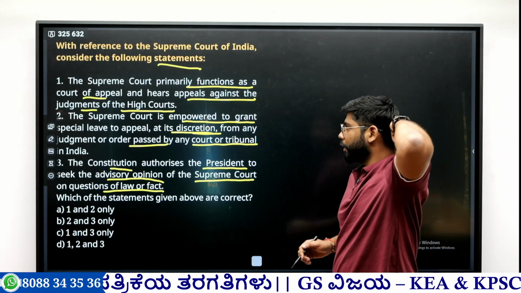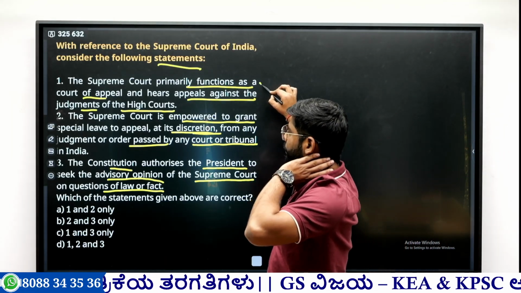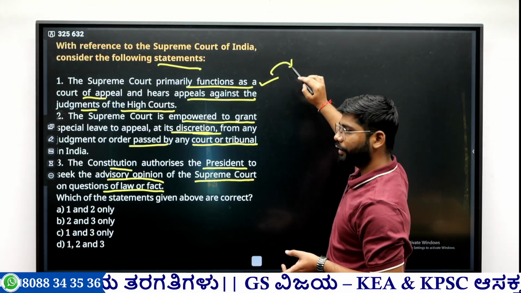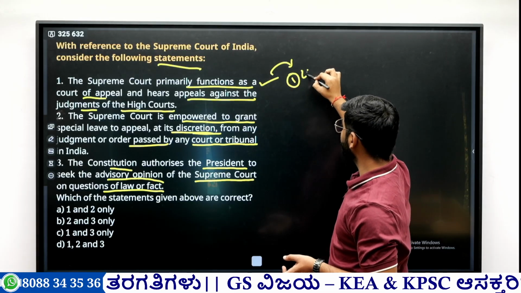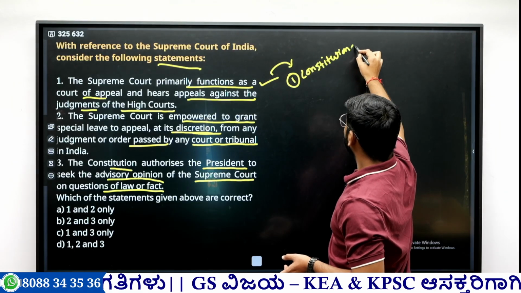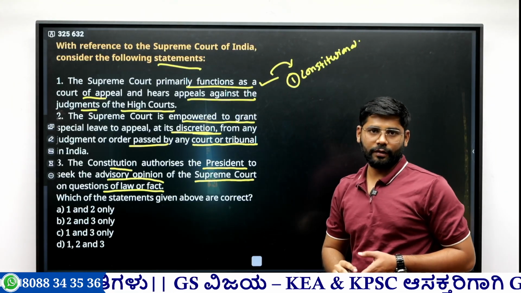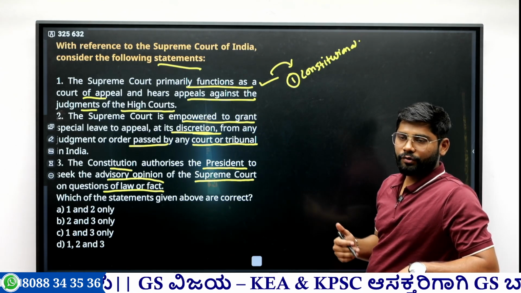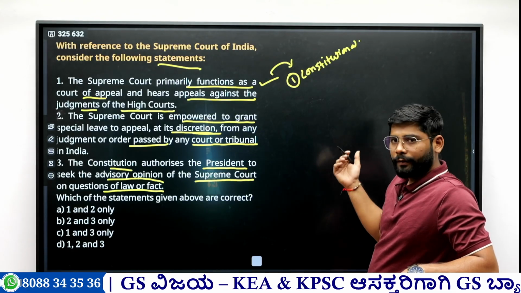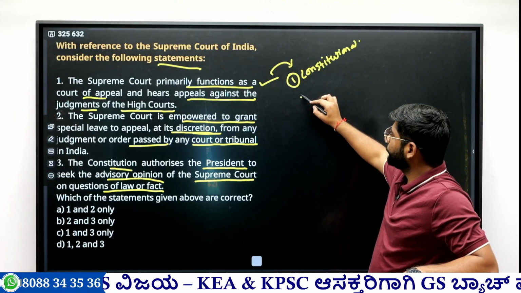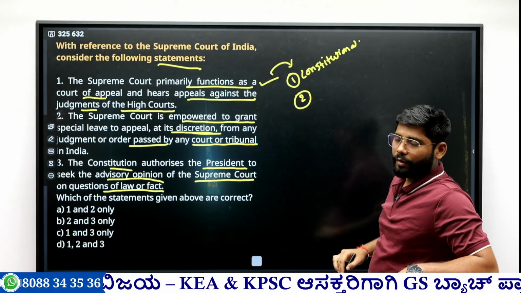Okay. First, the Supreme Court primarily functions as a court of appeal. Yes, it hears appeals in how many instances? First is the constitutional. You can go with the certificate from the High Court that your issue is not decided properly. There is scope to interpret the Constitution. So in constitutional cases, you can go to the Supreme Court by way of appeal.